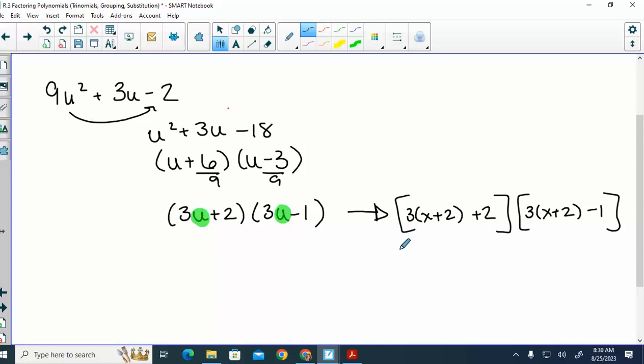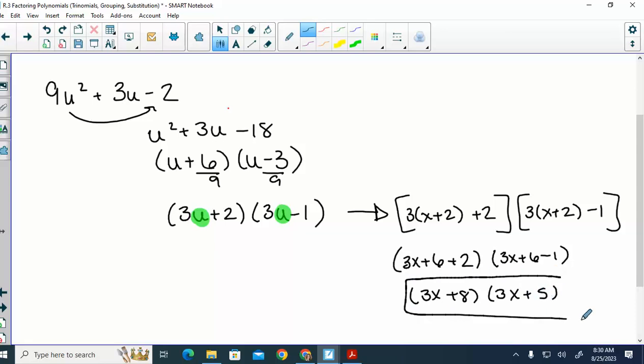We're almost there. If we multiply this out, we get 3x plus 6 plus 2. 3x plus 6 minus 1. So final answer, 3x plus 8 and 3x plus 5. Did substitution really save me time on this? Probably not. You know, if you had chosen at the very beginning to multiply it all out and then do slip and slide, you would get to the exact same answer. Okay, just showing you another option.